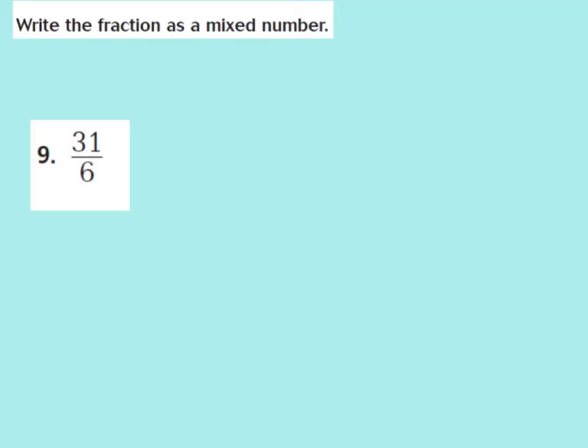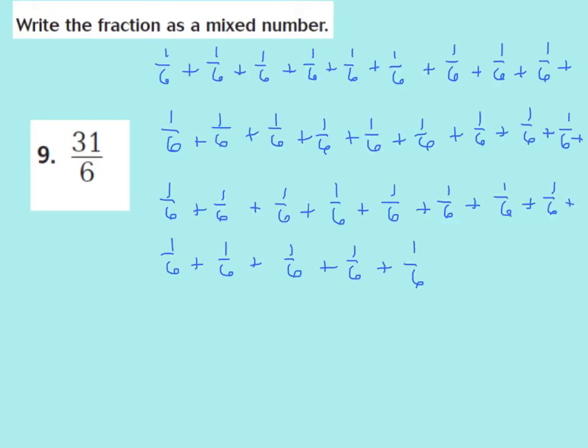To write your fraction as a mixed number, you can take 31/6 and make it into unit fractions. However, that might take a long time to write in your Go Math book, so go ahead and look at this right here. Here's what it would look like if I were to do the sum of unit fractions to make 31/6. That's a lot of writing for you to do, so I just want to show you what I'm going to do. Remember, to make one whole, you would need to have 6/6 because my denominator is a 6.